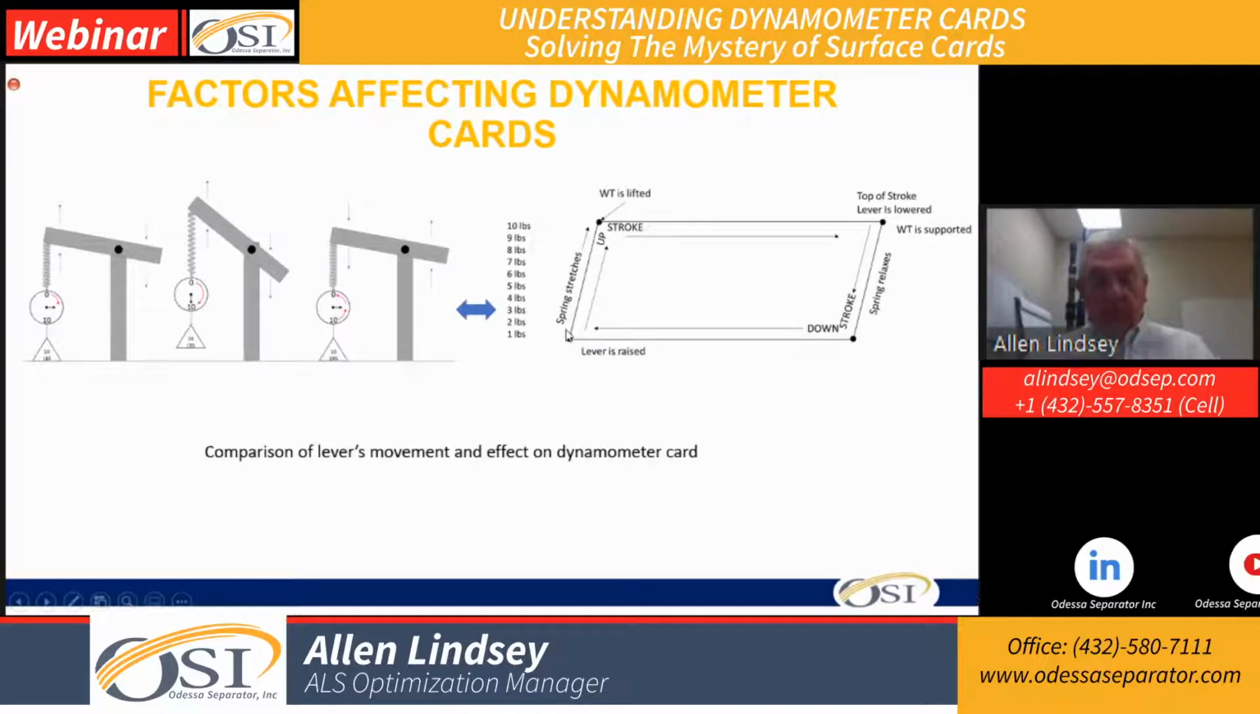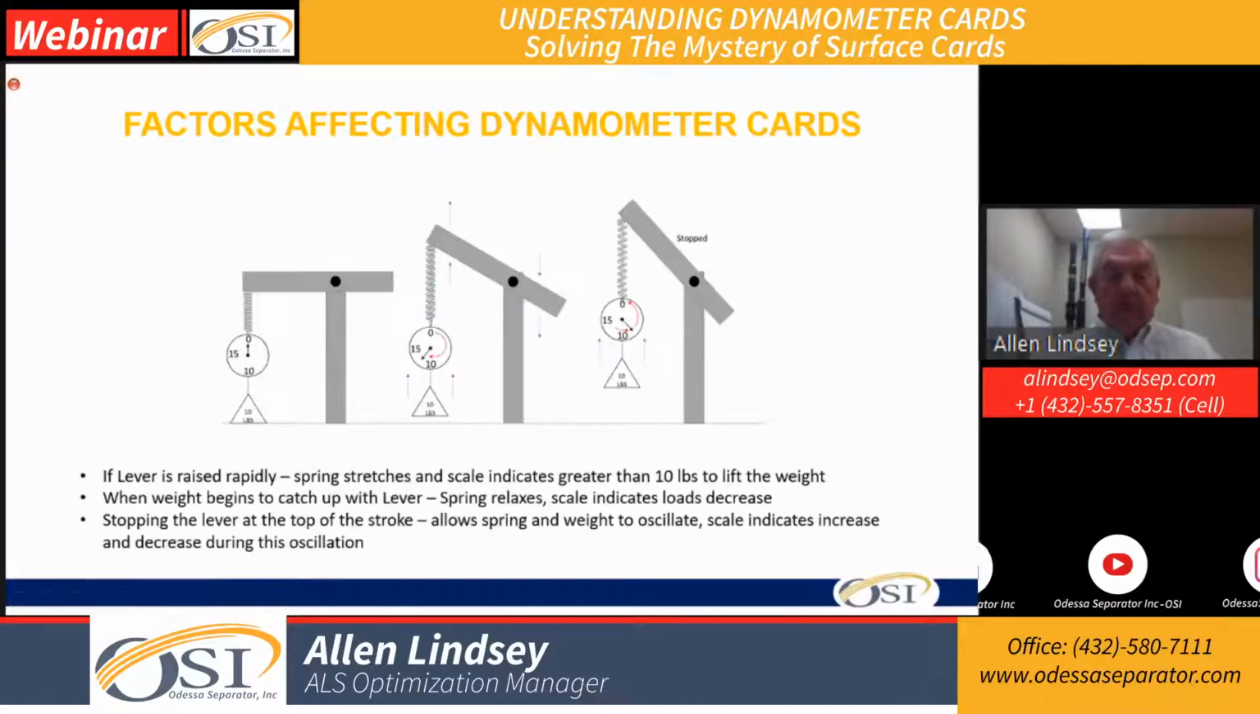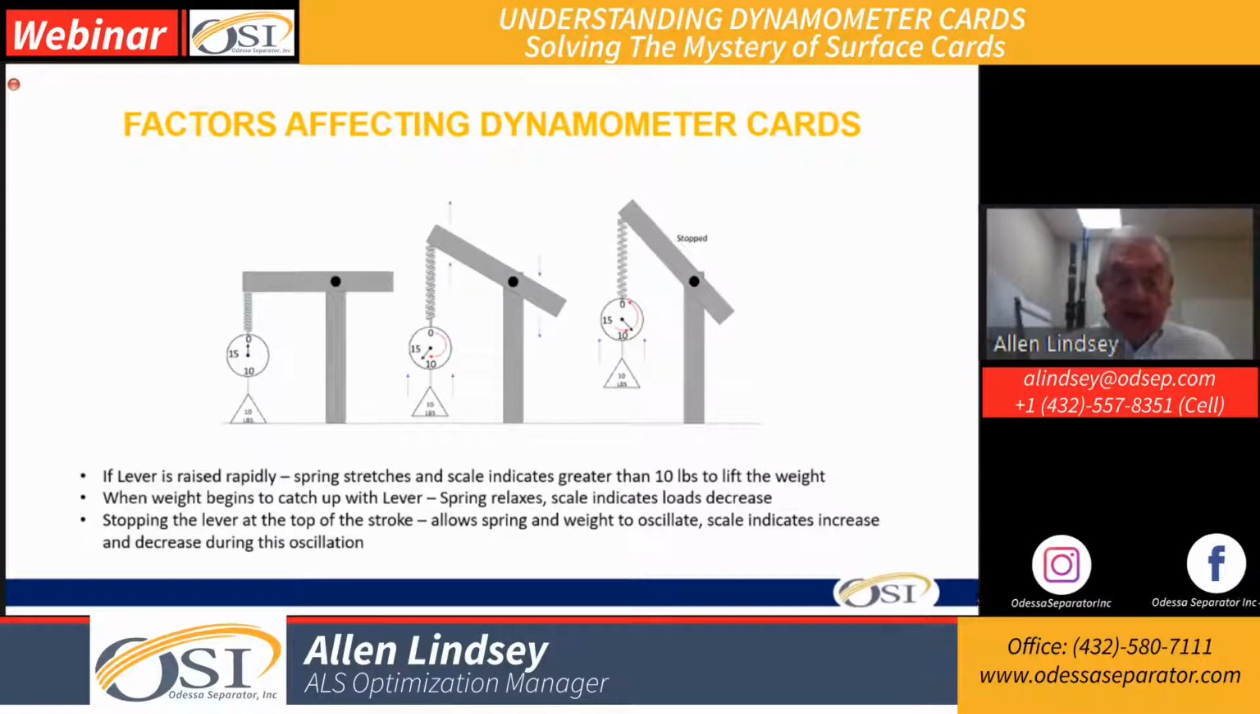If the lever is raised rapidly, the scale indicates that lifting the 10-pound load requires stretching the spring past the 10-pound mark. Then as the weight begins to catch up with the lever, the spring relaxes while the scale indicates a load decrease.